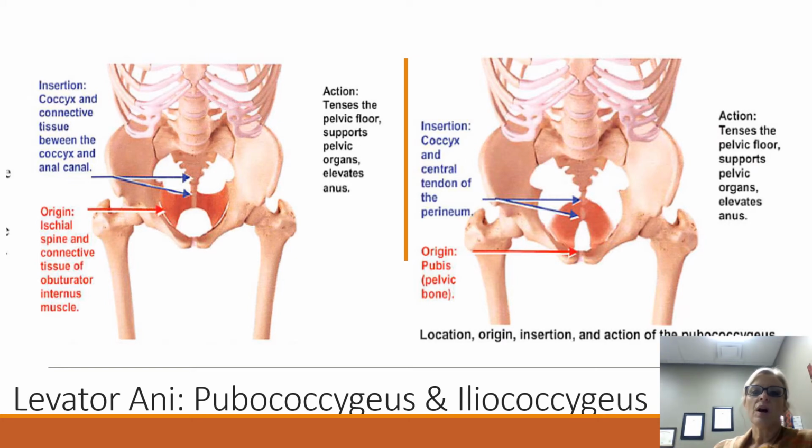So the levator ani can be broken down into the pubococcygeus and iliococcygeus. This is a broad sheet of muscles forming the majority of the pelvic floor. The pubococcygeus runs anterior to posterior from the pubic bone to the coccyx. So this is where we get the name pubococcygeus. Iliococcygeus is going to travel a little bit more diagonally.